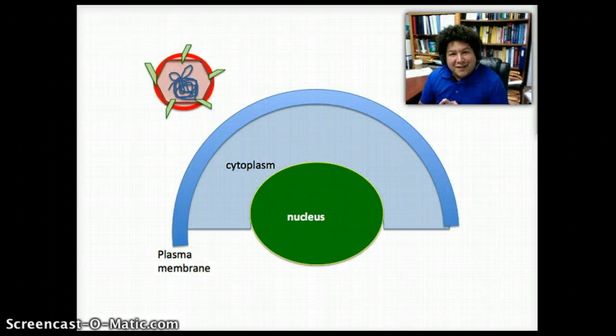Okay, so this is exactly where we left off. And let me just tell you that this is the most basic representation of a cell. I was mentioning how we're changing scales.